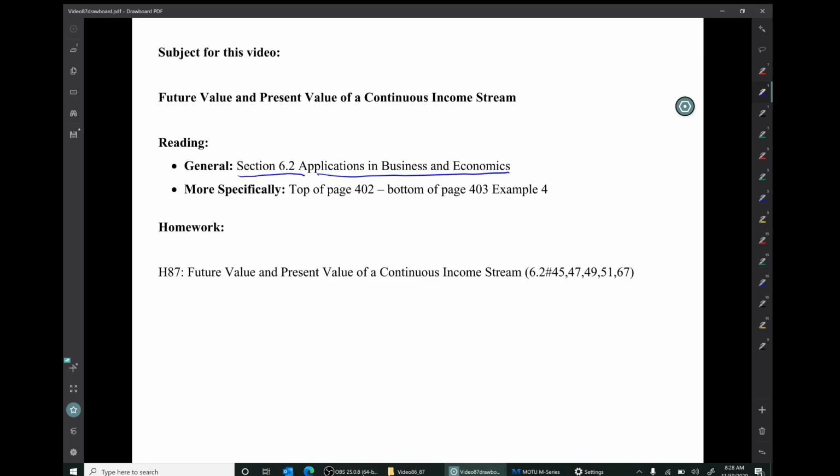That's referring to applications of the definite integral in business and economics. More specifically, the reading is from the top of page 402 to the bottom of page 403, example 4. The corresponding homework is this collection of 5 exercises from section 6.2.